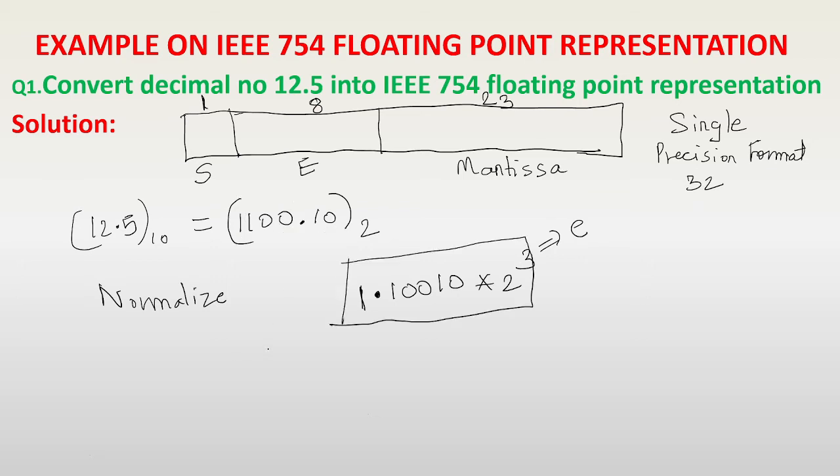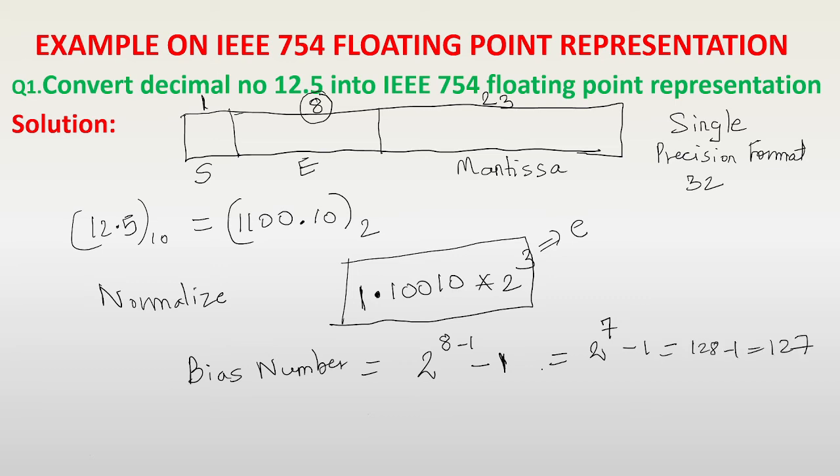Now we have to find the exponent value. Before the exponent, we should know how to find the bias number. The bias number is equal to 2 raised to (k minus 1), minus 1, where k is how many bits you give for the exponent. Total 8. So 2 raised to 8 minus 1 is 7, minus 1. So 2 raised to 7 is 128, minus 1, that is 127, is our bias number.